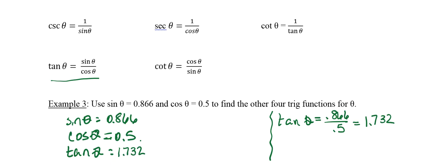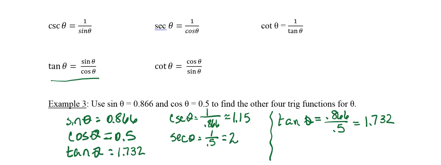To find the other 3, I'm still going to flip. Flipping is just taking 1 and dividing it by my answer. So to do cosecant, I'm going to do 1 divided by 0.866. And if I round it, I get 1.15. Secant is 1 over cosine. 1 divided by 0.5 is 2. Cotangent is 1 over tangent, so 1 over 1.732 is approximately 0.577. I now can find all the other 4 trig functions given sine or cosine. So I will use these identities that were given here, these 5, to help us with that.